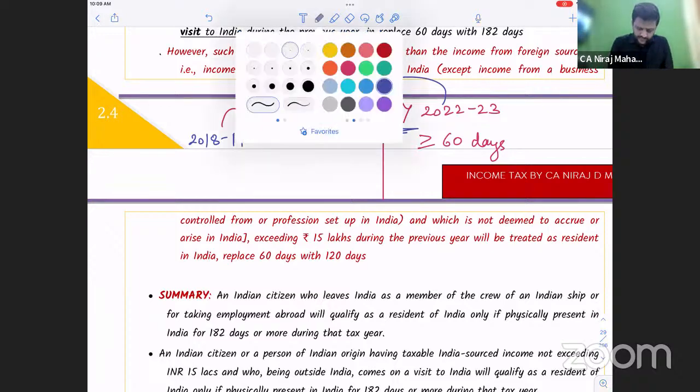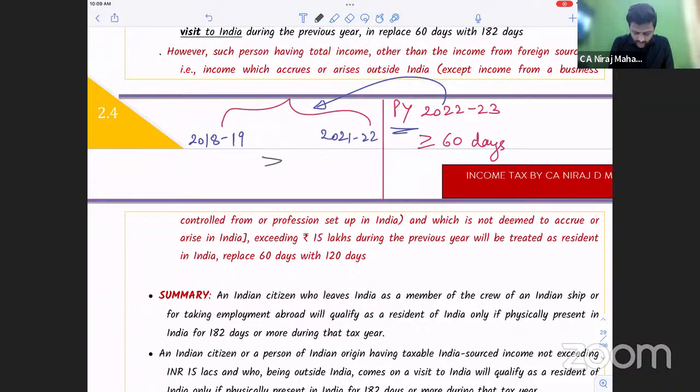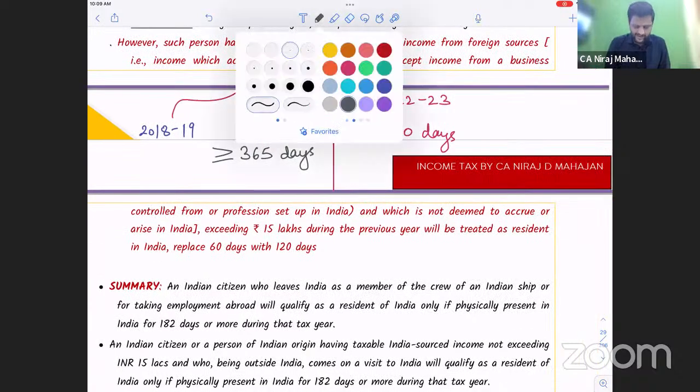How many days over there? How many are required in the preceding 4 years? Preceding means previous, earlier. Clear or no? And both these conditions should be satisfied. Yes or no? Clear till here? Now, therefore, you tell me, what if a person leaves on 1st May?